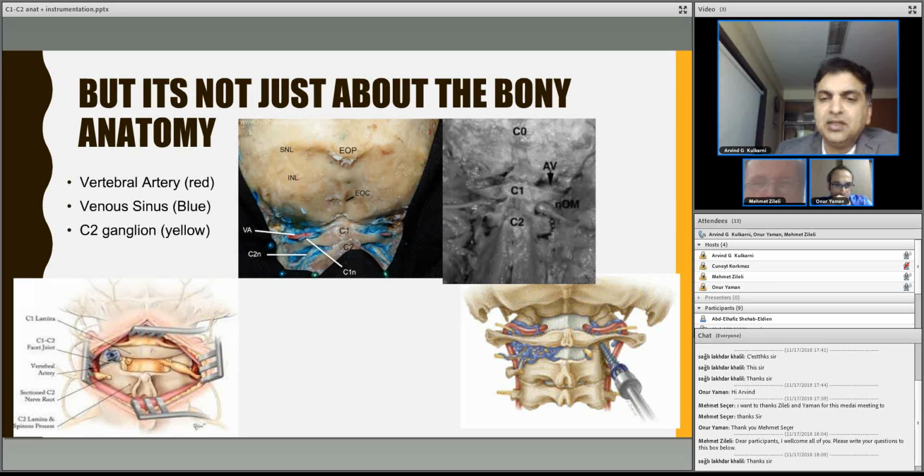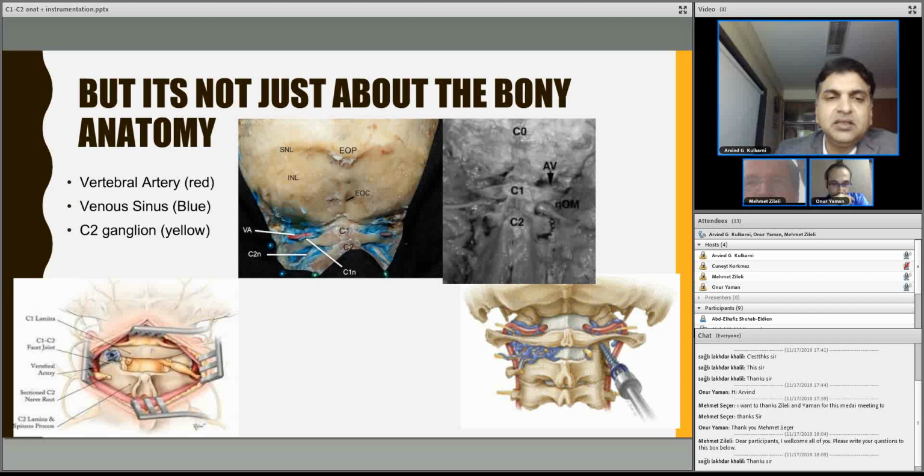So you should be conscious about the vertebral artery being lateral as well as superior when you are doing the C1-C2 screws, and you should also be concerned about the anomalies that the vertebral artery can surprise you with during surgery. So always do a pre-op CT angio if it is a congenital anomaly.